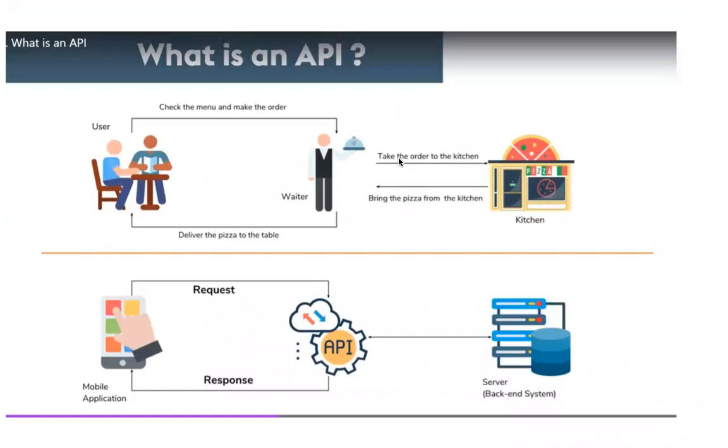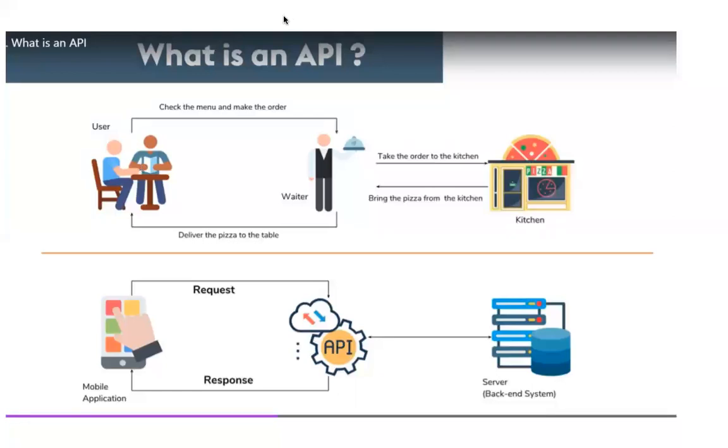So let me give you one general example. I think everyone has gone to a restaurant, right? So in the restaurant, what will happen? The moment you reach the restaurant, what will you do? First, we will sit at the table, right? After that, we are going to check the menu, right? Then what is the next step? The waiter will come. What will he do? They will take the order.